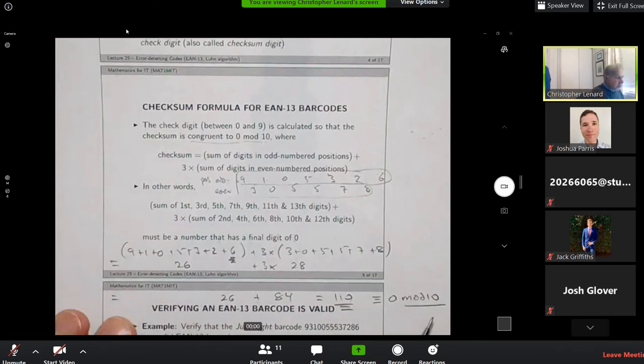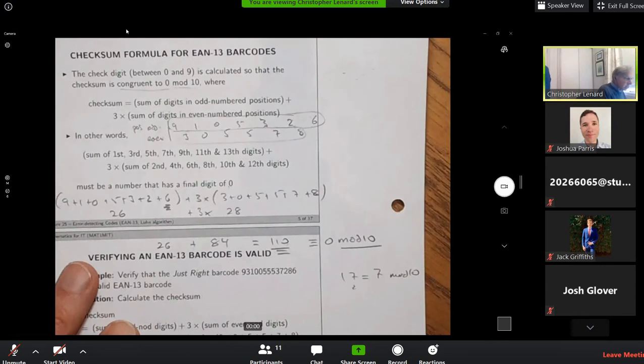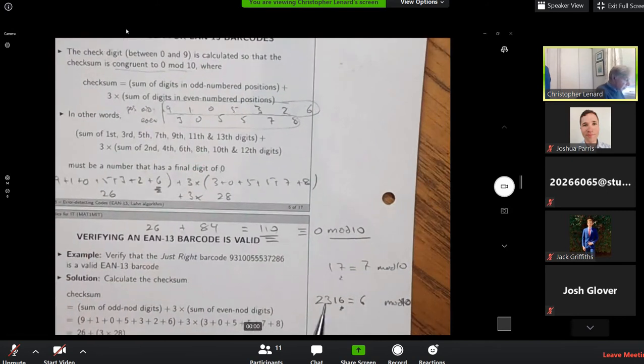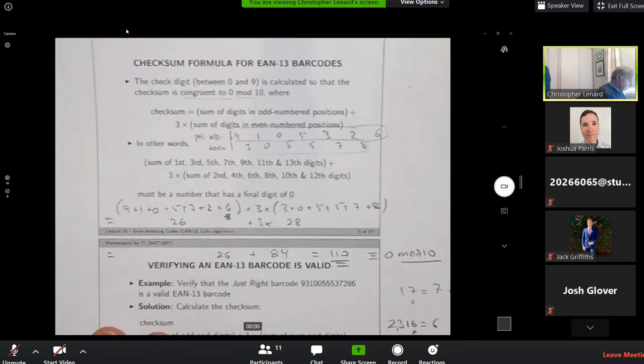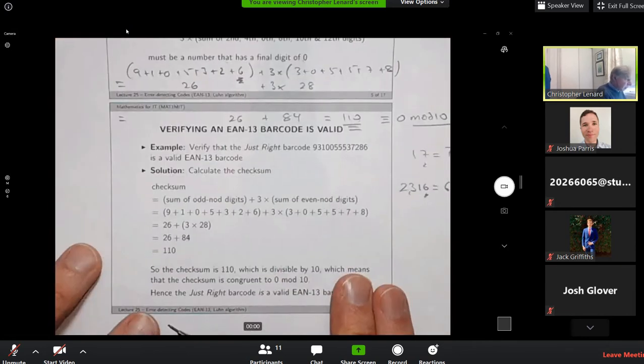Mod 10 arithmetic is really easy. 17 is congruent to 7 in the mod 10 arithmetic. You're just looking at the final number. 2,316 is congruent to what in the mod 10 system? Just the 6 on the end, because if I divide that by 10, I get 231 with remainder 6. So that's actually what's happened on that slide.